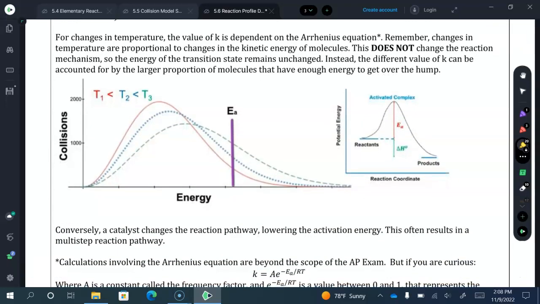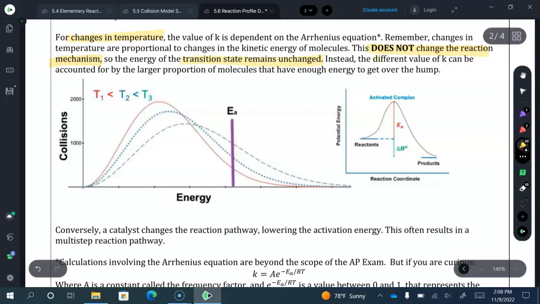It is not tested directly. Remember that changes in temperature are proportional to the changes in kinetic energy of molecules. This does not change the reaction mechanism, so how the reaction proceeds, so the steps involved. So the energy of the transition state remains unchanged. So when we change temperature, it does not change the reaction mechanism. So the transition state stays the same.